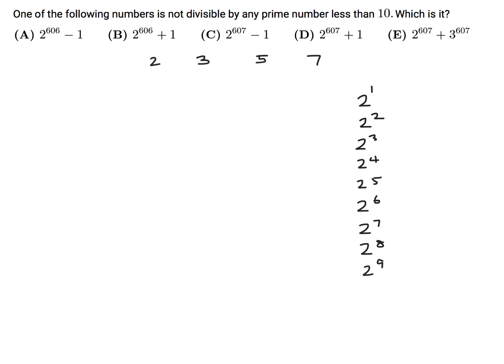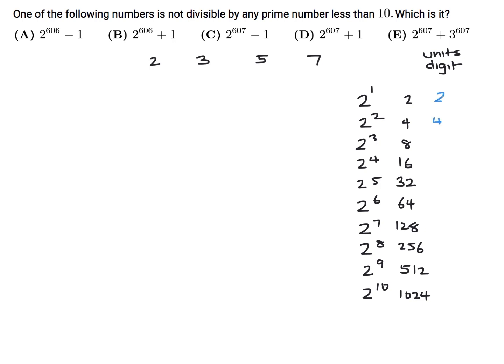Because I think the powers of 2 repeat with regard to their units digit. So this is 2, 4, 8, 16, 32, 64, 128, 256, 512, and 1024, right? So what is the units digit here? Let's just write that down. The units digit is 2, 4, 8, 6, 2, 4. Okay, yeah, just as I had imagined, it repeats.